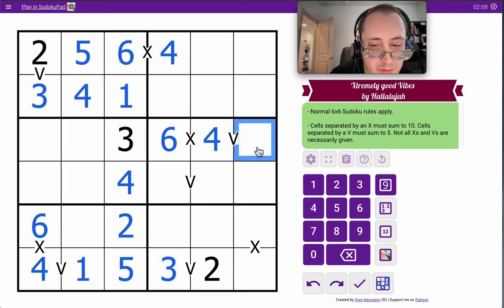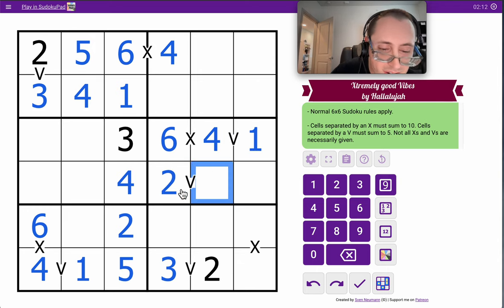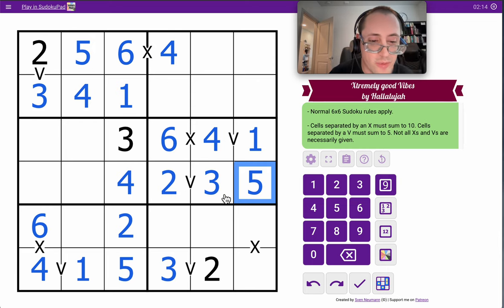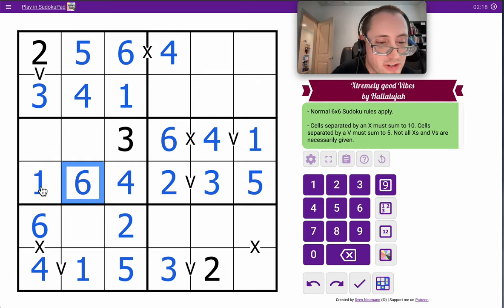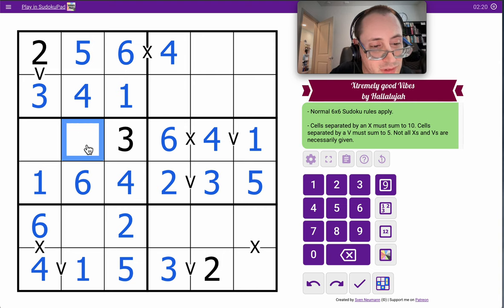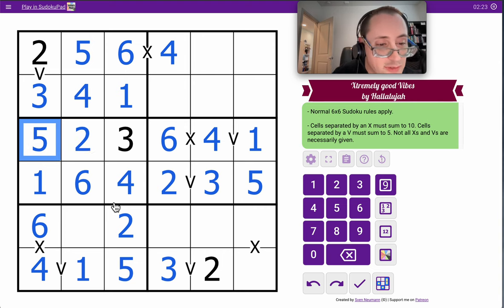As noted, 4 on a V must be paired with 1. Those two on a V must be 2, 3, and I know the order. What's left in the region is a 5. These two are down to 1 and 6, which I know. These two, well, 2 has to go there. That's a 5, and now I'm just filling in digits.